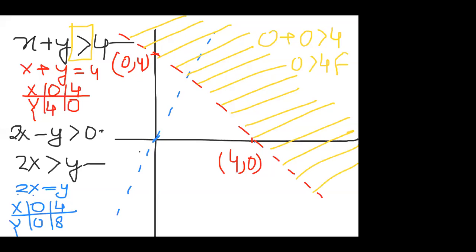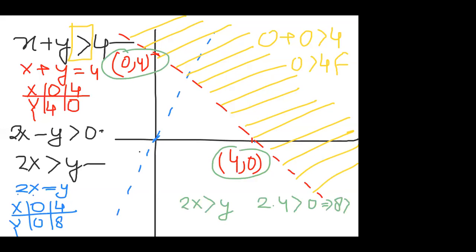Now another condition, we are going with the green color. 2x is greater than y. Now it is passing through the origin, so we cannot go with the origin one-point checking. We are going with either this or this, any point which is on the graph. If I am taking x as 4, it will be 2 into 4 is greater than 0, that is, 8 is greater than 0. It is true. Means the shaded region will be towards 4, 0.